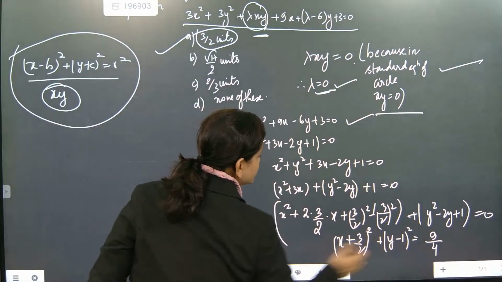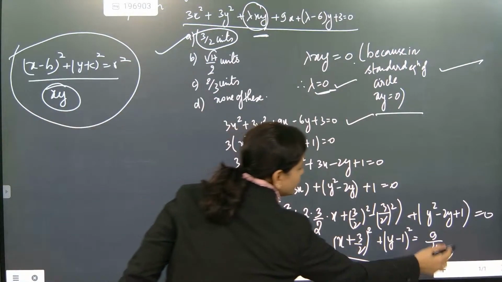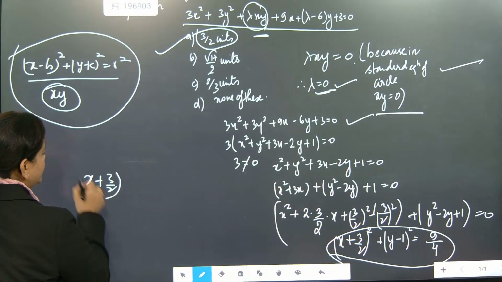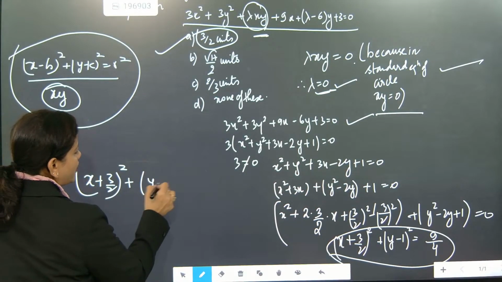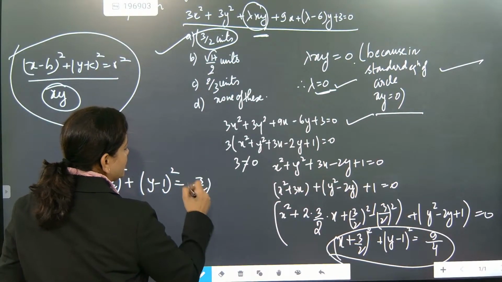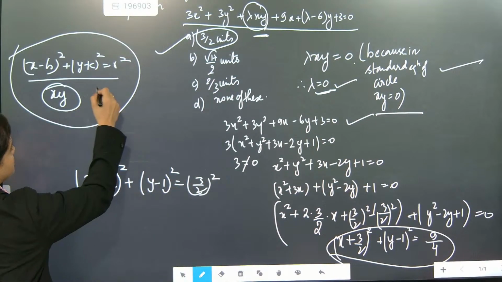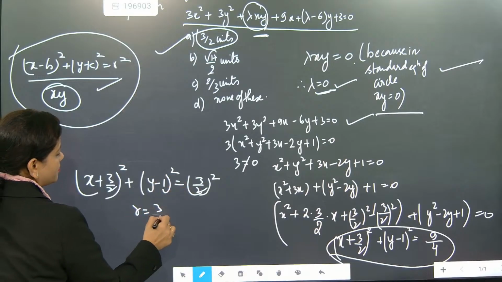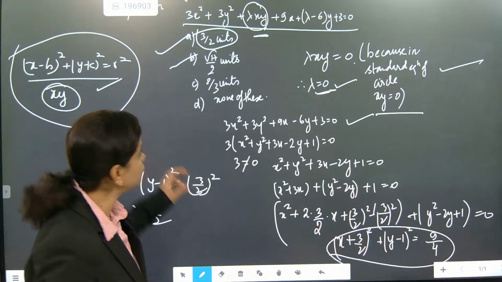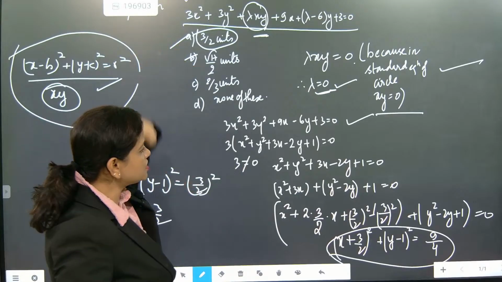You check, the radius is coming as well. This becomes our standard equation, that is (x plus 3 by 2) whole square plus (y minus 1) whole square is equal to (3 by 2) whole square. So the radius is 3 by 2. Option 1 is the correct answer. I hope you have understood that option 1 is the answer.